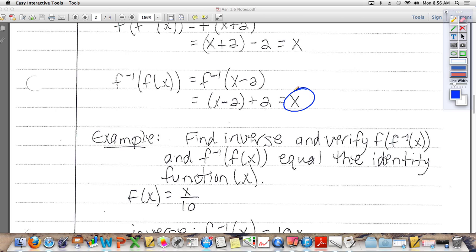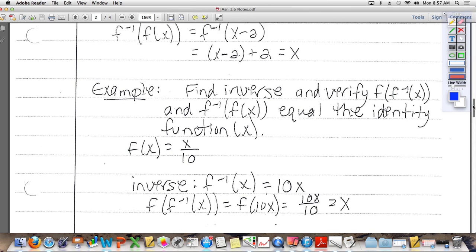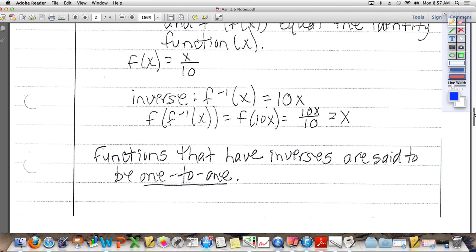All right. Here's another one. Find the inverse and verify that f of the inverse of x and the inverse of f of x equal the identity function. I'm mostly going to talk to you guys here about if f of x is equal to x divided by 10, how would you get rid of dividing x by 10? Multiply by 10. Another easy example. So the inverse function, f inverse of x, is equal to 10 times x. We're multiplying here instead of dividing. Are you okay with that?